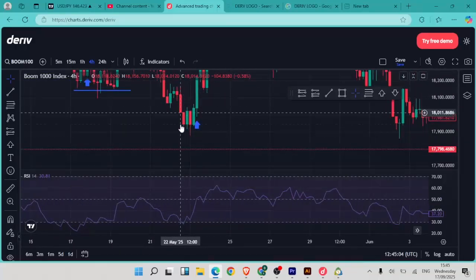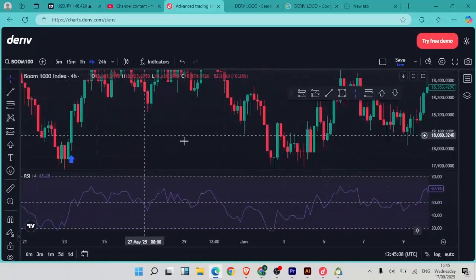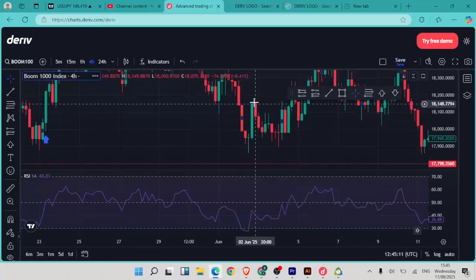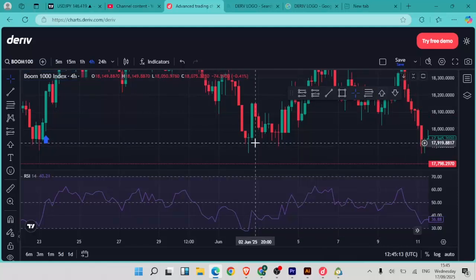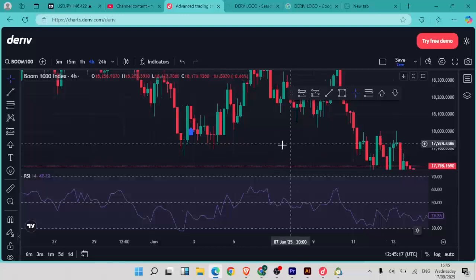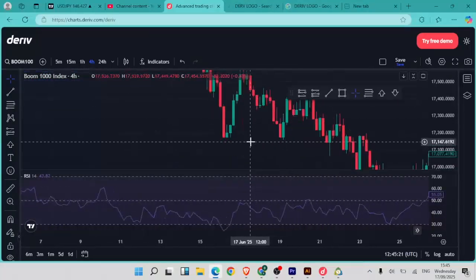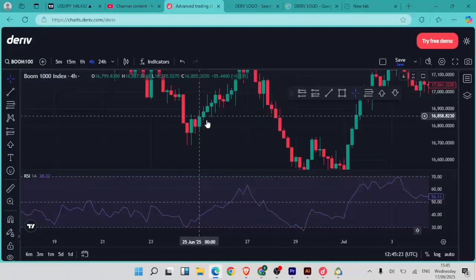So oversold region, bullish engulfing, you buy. Oversold region, bullish engulfing, you buy, right? So that is just using RSI as an added layer of confluence, right?